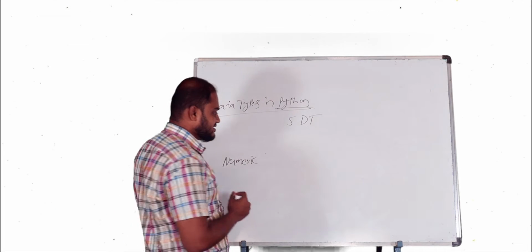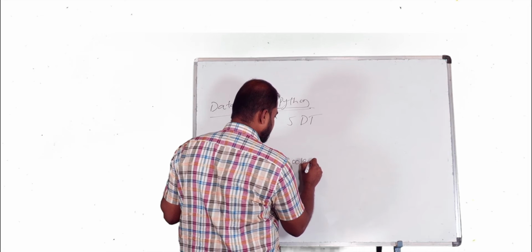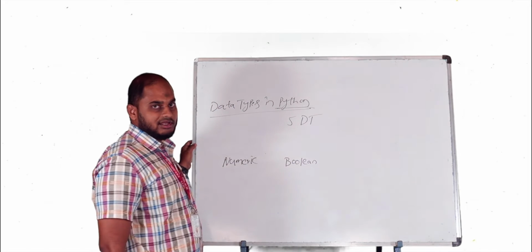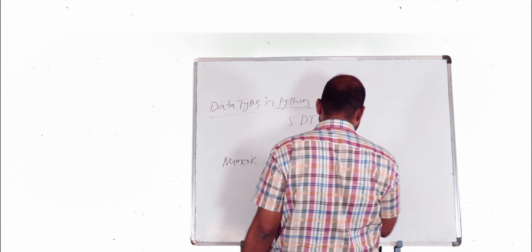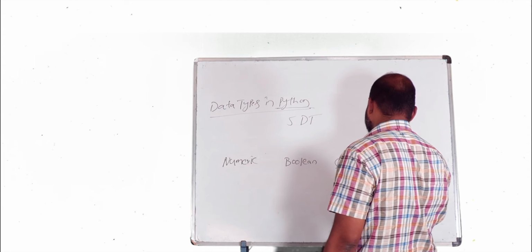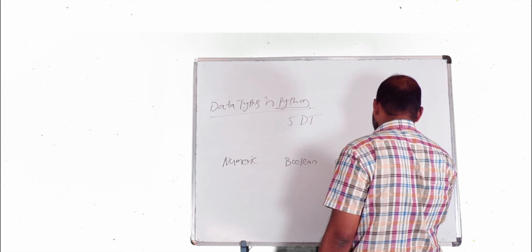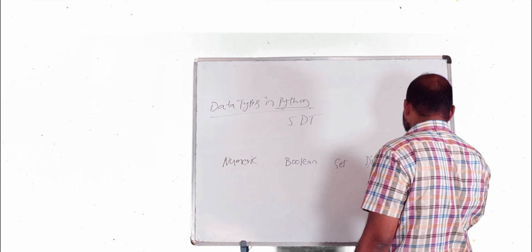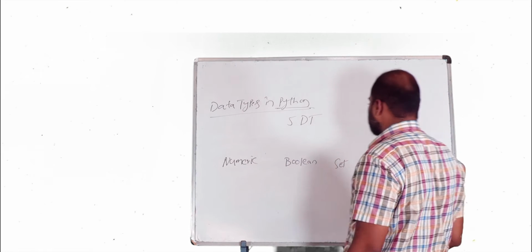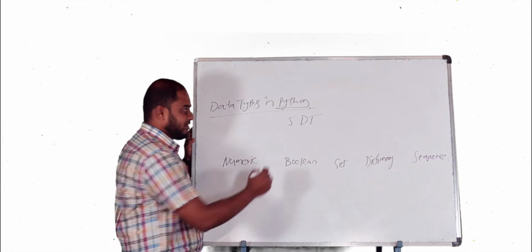The second one is called Boolean. The third one is called set. The fourth one is called dictionary. And the fifth one is called sequence. These are the main 5 data types which are used in Python programming.